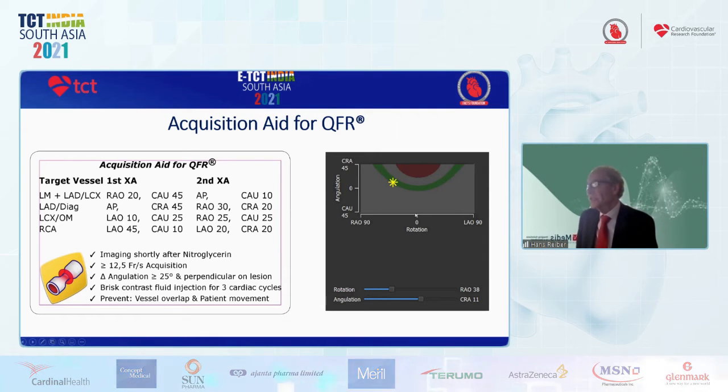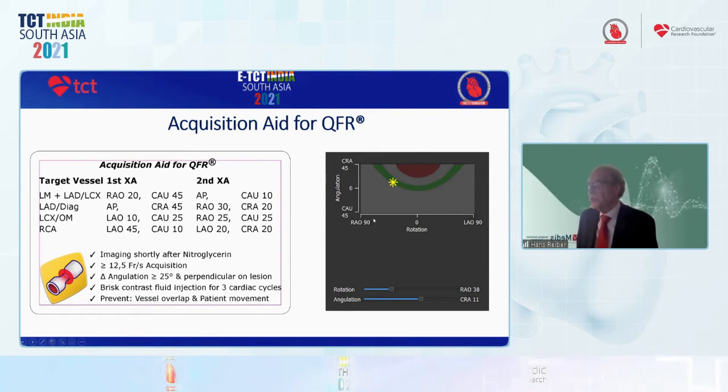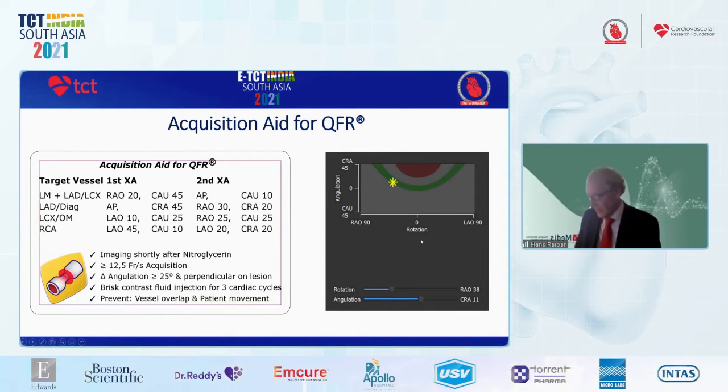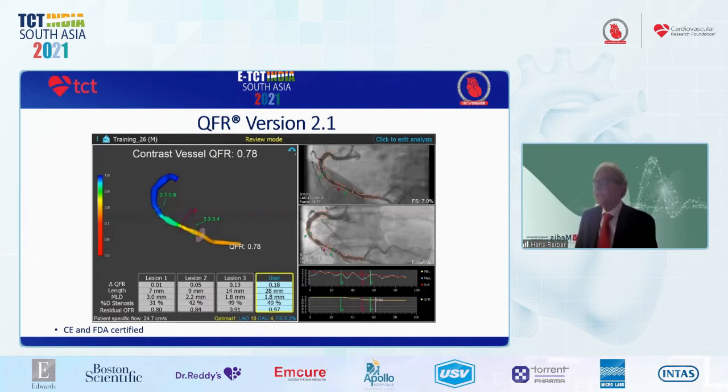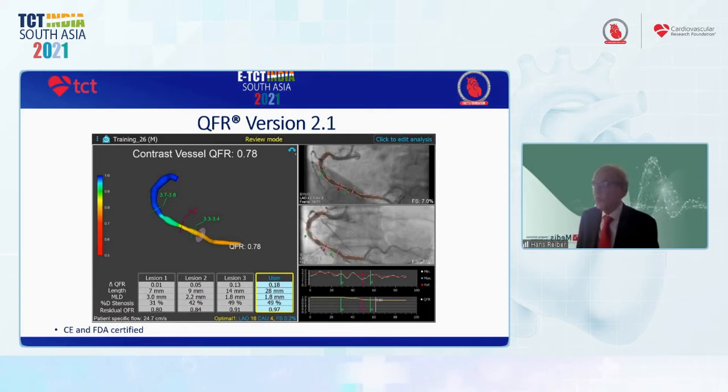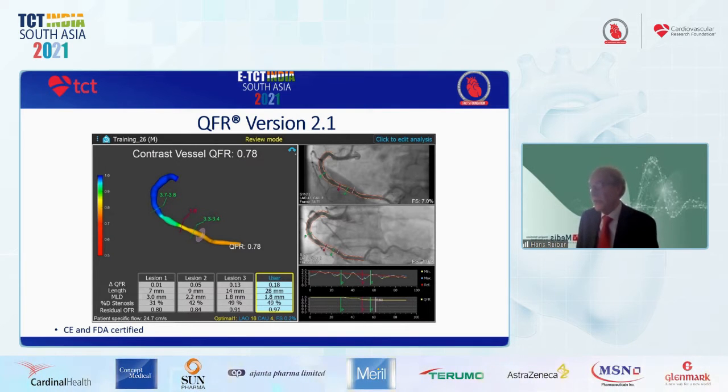On the right-hand side you see the acquisition aid that we have. The view should remain within this green circle. This is the current projection, and based on movement of rotation and angulation angles, we can determine the preferred second view. This is the layout of the current version 2.1 that will be released, and I will discuss later on in September of this year.